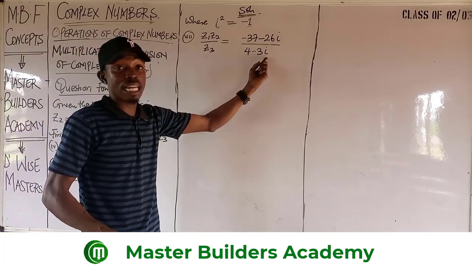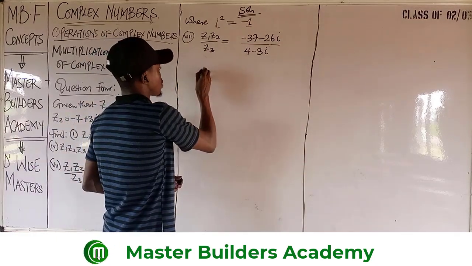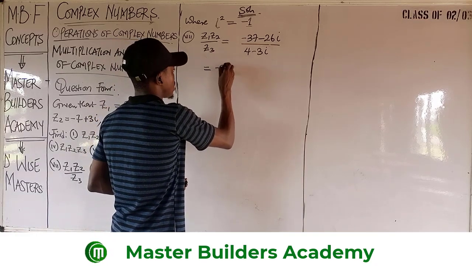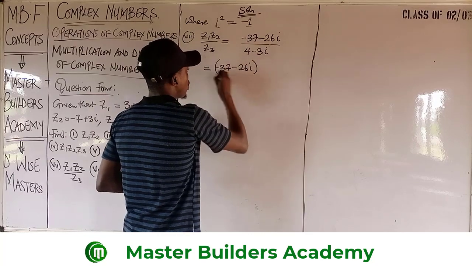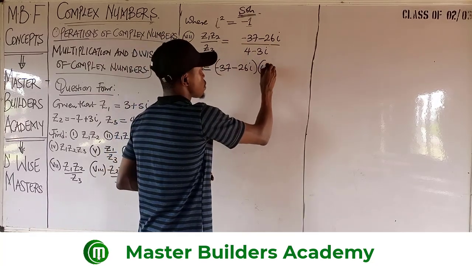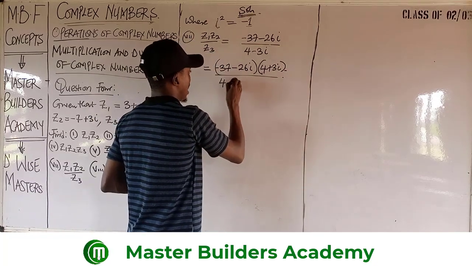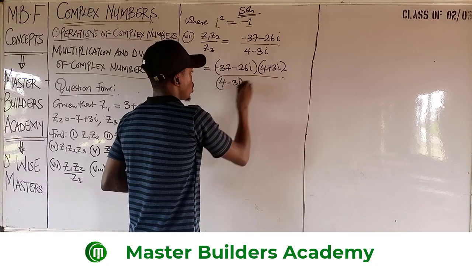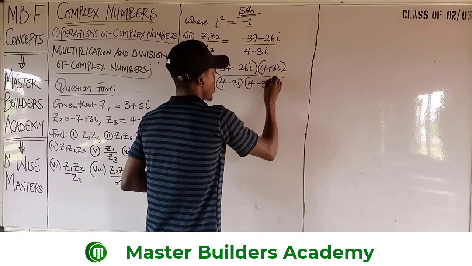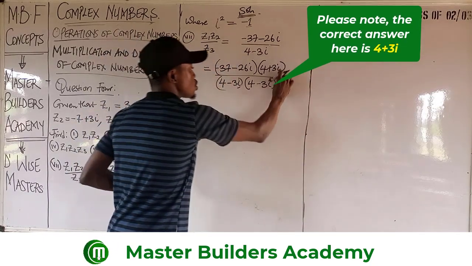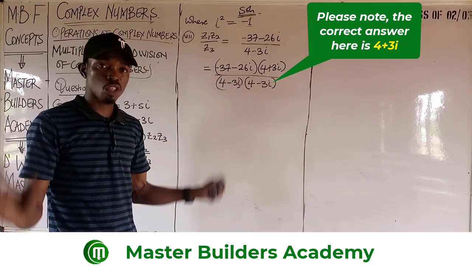Now we have an imaginary sign at the denominator. All we just need to do is to rationalize. Are you there? And then in order to rationalize, this is now equivalent to minus 37 minus 26i multiplied by the conjugate of the denominator, which is 4 plus 3i, all over 4 minus 3i multiplied by the conjugate of the denominator, complex number. Okay? So this is what we have. As simple as this. The same thing we are going to do, we multiply out, just multiplication.